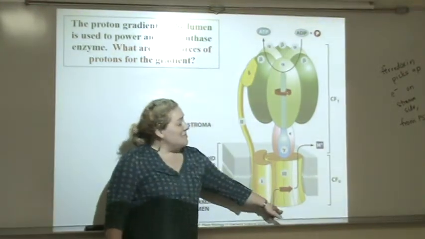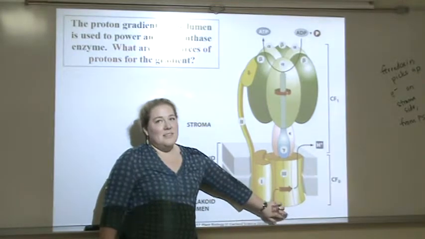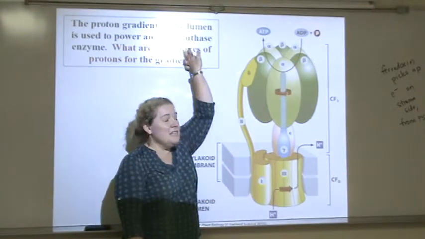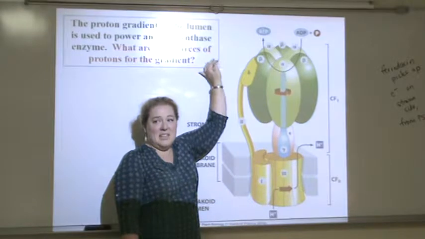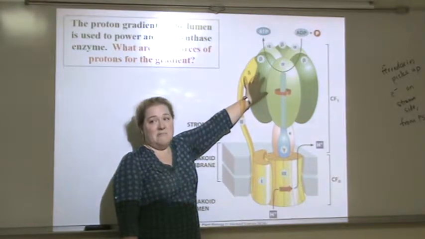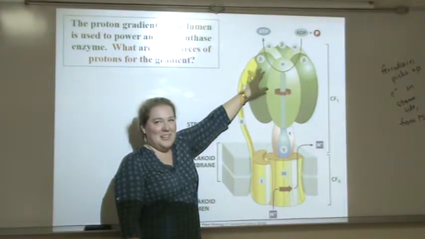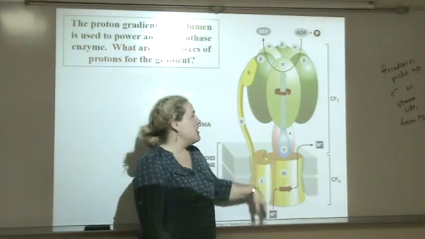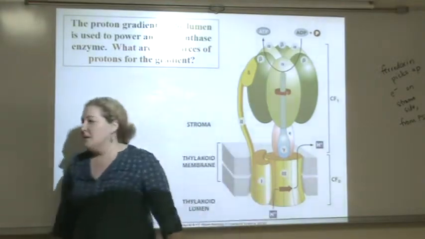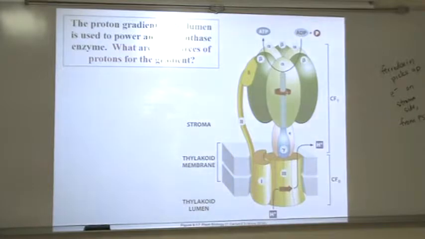So protons enter ATP synthase on the thylakoid lumen side and they leave on the stroma side. And thus it looks like now a hot air balloon. In mitochondria, they usually show it in the other orientation where this part's hanging down. It's just one side of the membrane or the other.